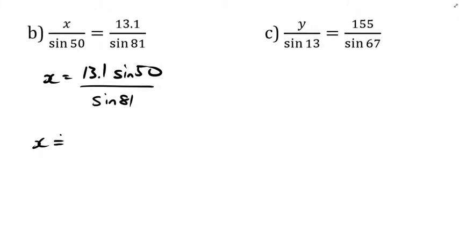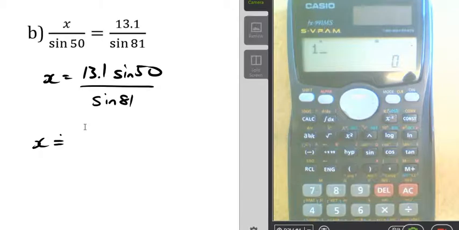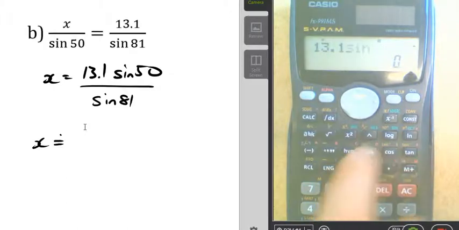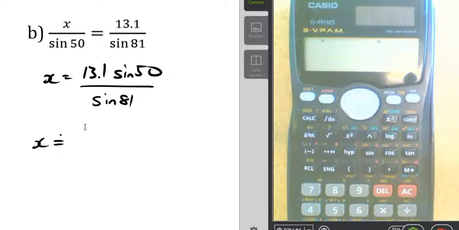And this one's actually easier. There's no shift sine, because I'm not finding an angle. So it's just 13.1 sine 50 divided by sine 81. And we typically round side lengths to 1 decimal place. So 10.2.